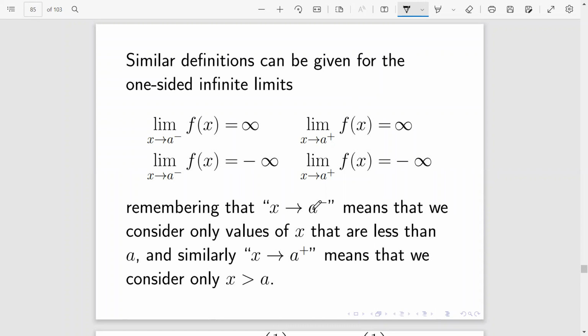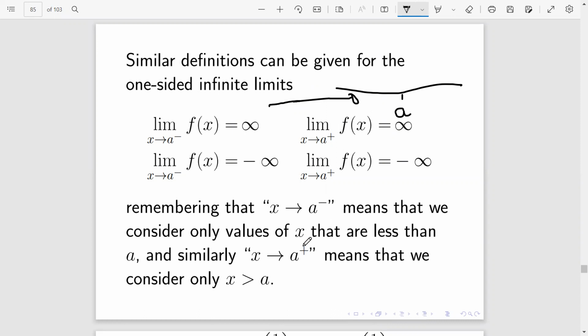Remember that x approaching a with this negative exponent means that we consider the values of x that are less than a. If a is somewhere here, x approaching a from the left means we're coming from the negative side. If it's confusing, think of it as coming from the negative side, which means coming from the left. This is what x approaching a from the left means.